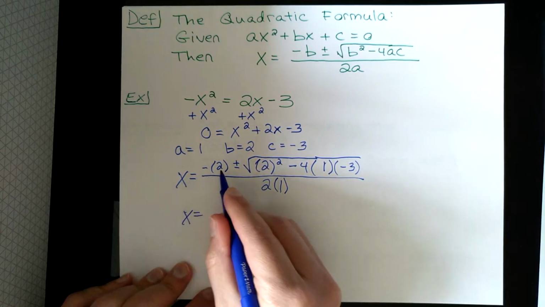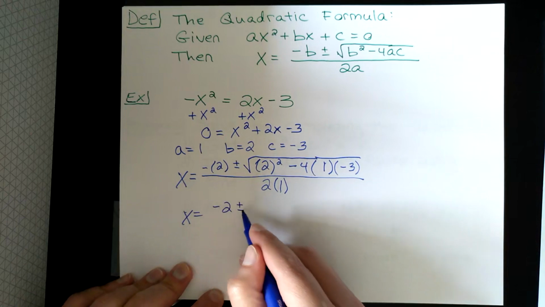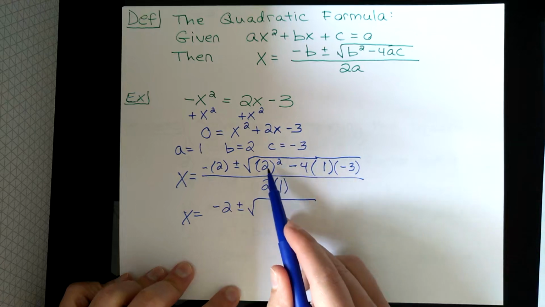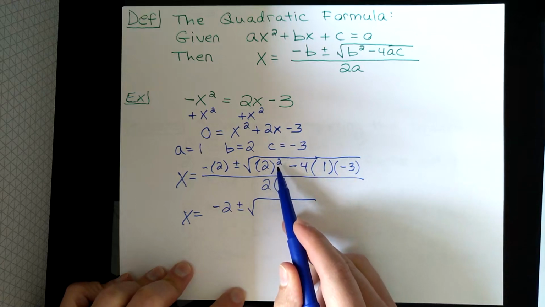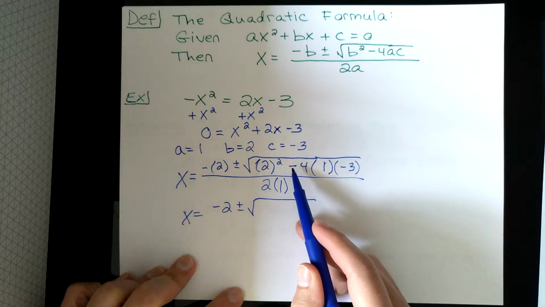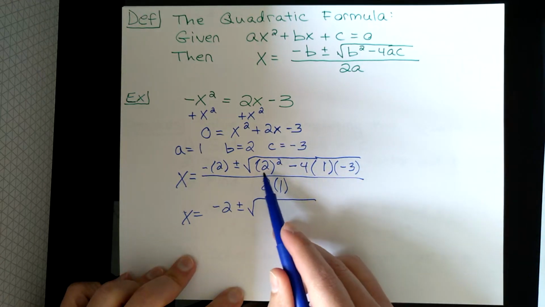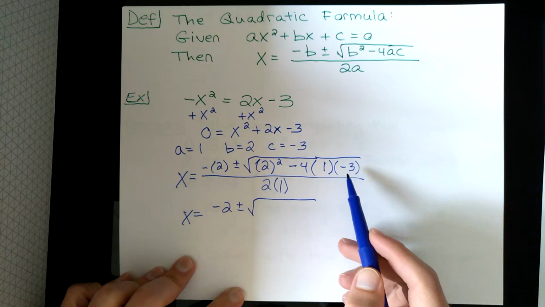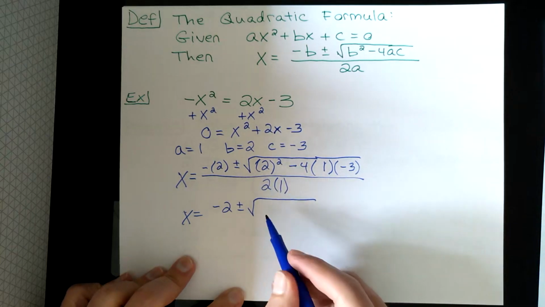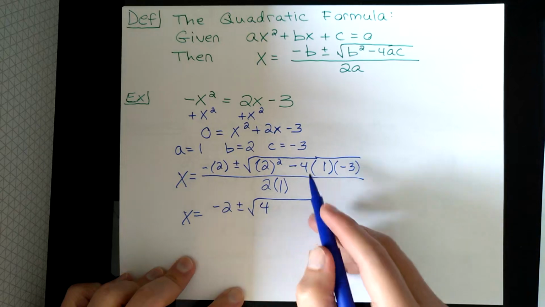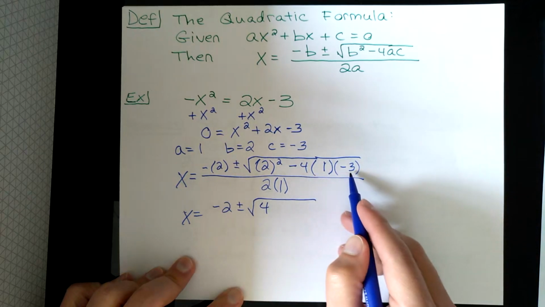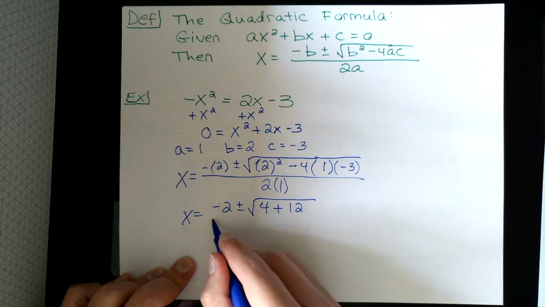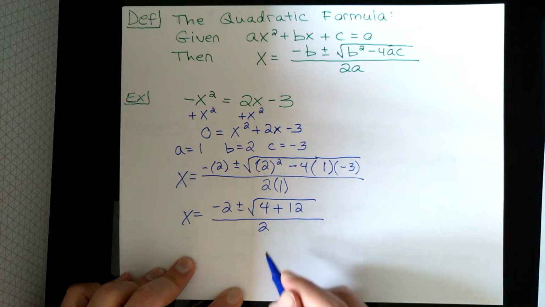So starting off, negative times 2 is just -2, plus or minus the square root of, now we need to remember our order of operations. 2 squared, we take care of the exponent first. Normally you would take care of parentheses first, but there's nothing inside any of these parentheses. These two parentheses are being multiplied, so that's the multiplication step. We'll take care of that next. So 2 squared is 4. -4 times 1 times -3 gives us positive 12. And that's all over 2 times 1 is 2.